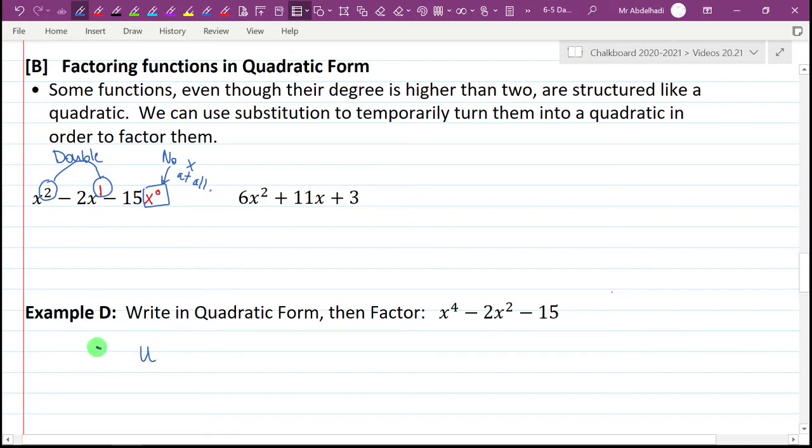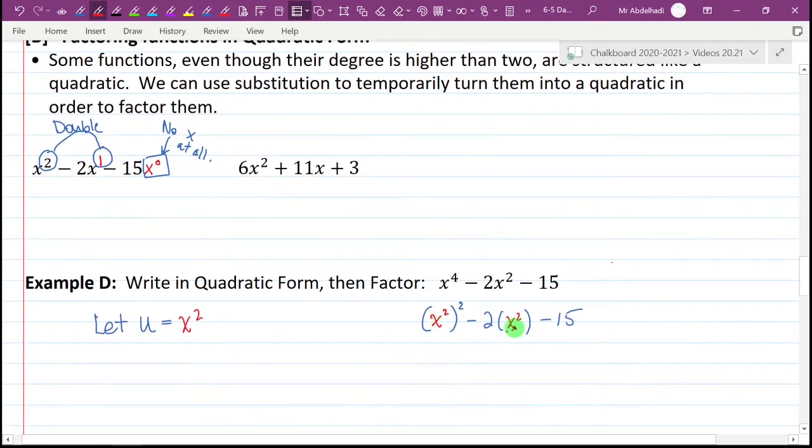You're going to say, this is called the substitution statement, let u equal x to the, and you choose the power. In this case, we're going to choose a power that when we divide the 4 by it will get us our quadratic. Well, x to the 2nd. Like I was saying before, this is really just x squared squared, minus 2 times x squared as well, minus 15. So these x squareds are going to be the x squared that we're using here. That means wherever you see an x squared, you're just going to replace it with the letter u. So this now becomes u squared minus 2u minus 15.